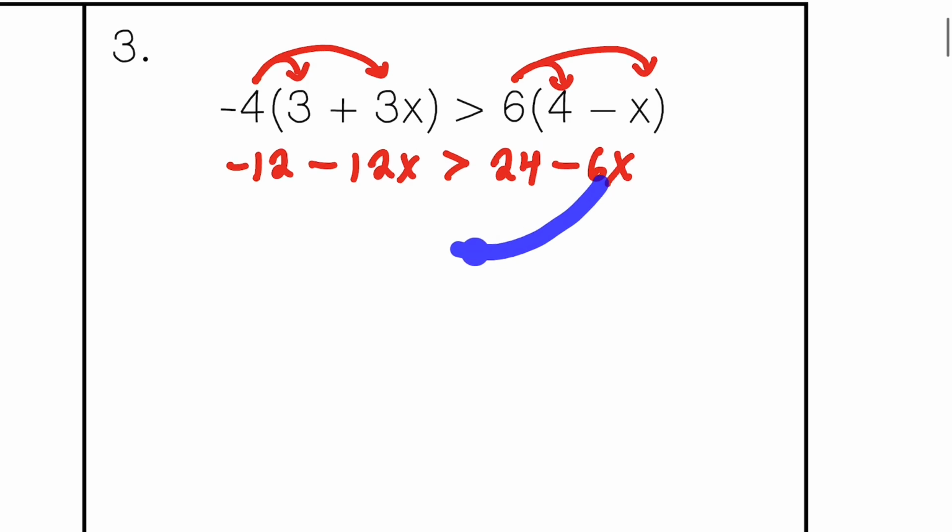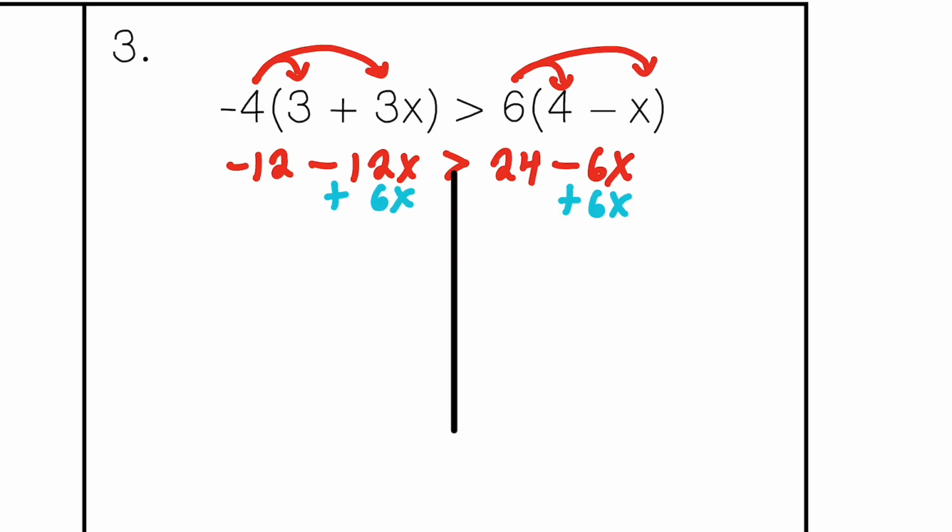Again, my first step is to move my x's to the other side. So I'm going to add 6x to both sides. And let me draw a line down my sign so I can keep things organized. All right, negative 12 just falls down, nothing really to it. So negative 12 falls down.